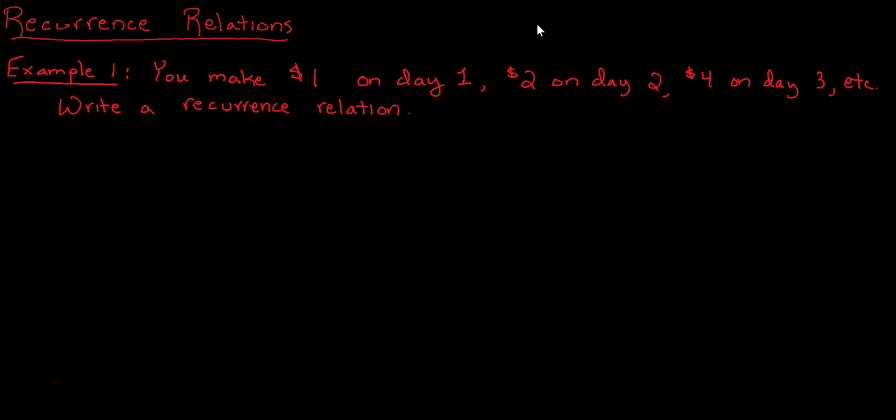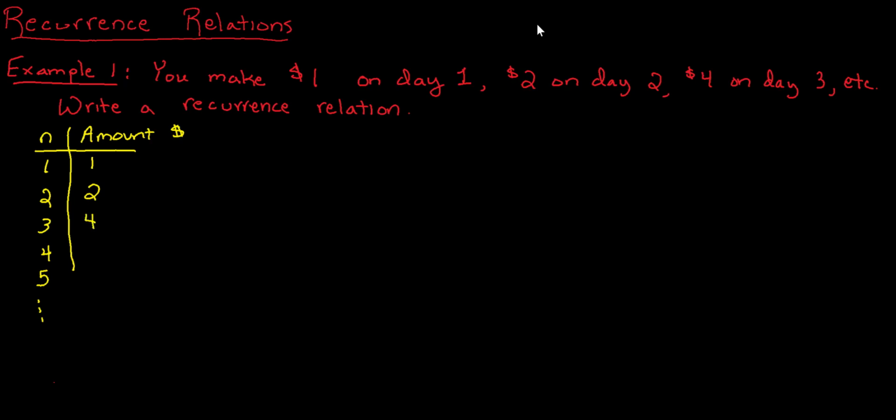So I'm going to start here and just make a little table so that I really understand what's going on. Let's let n be the day that we're on. So we can have day one, day two, day three, and maybe we can even figure out the pattern, day four, day five, etc. And then this is how much money, the amount of money, in my second column. So I know on day one, I earn $1. On day two, it's $2. On day three, it's $4.